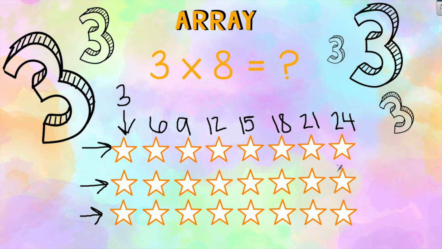A good way to check your work is you can individually count each star. By using the strategy of an array, I have found out that 3 times 8 equals 24. Fantastic job! Let's move on to our third strategy.